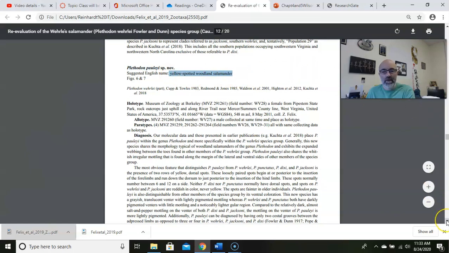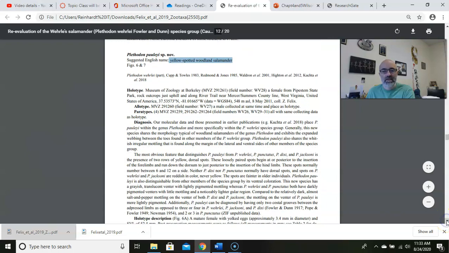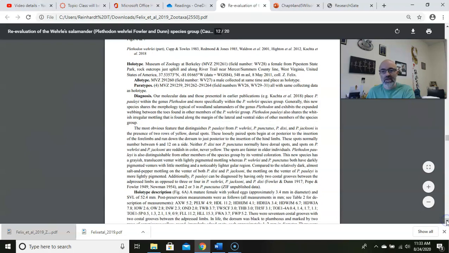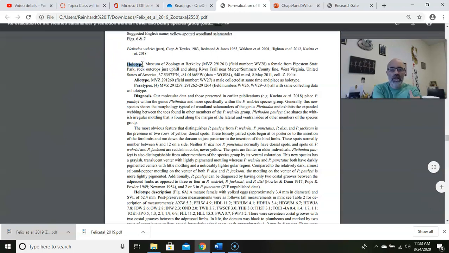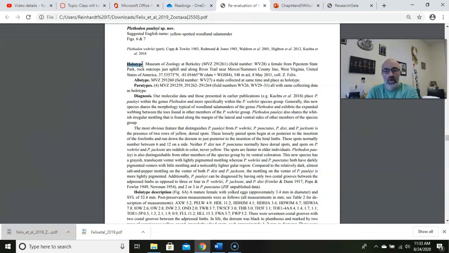And this part of the paper basically is doing the job of describing that new species. And so you're going to see these are the standard parts of a species description. We have to define one individual organism that exists in a museum. In this case, the museum is in Berkeley, California, the Museum of Vertebrate Zoology.